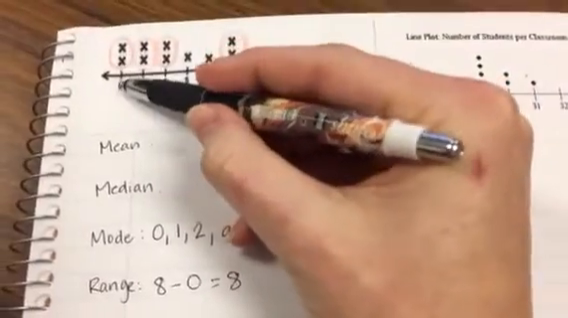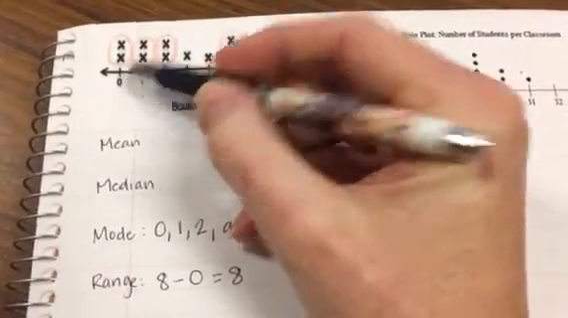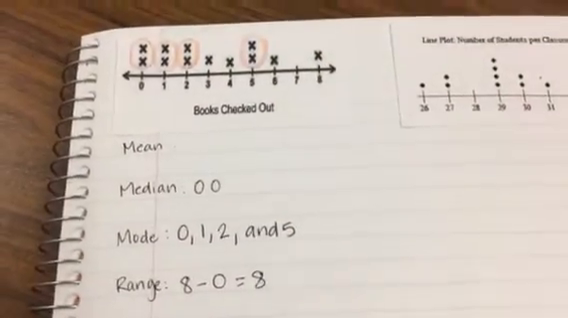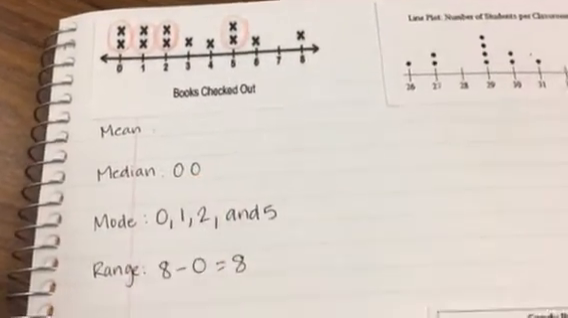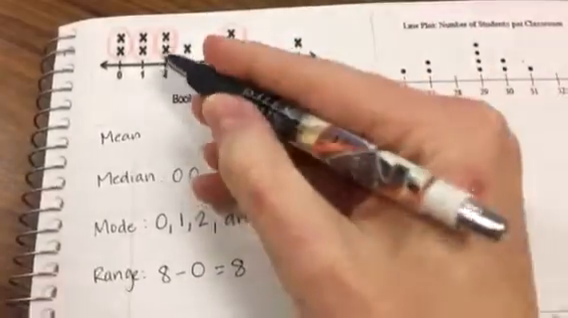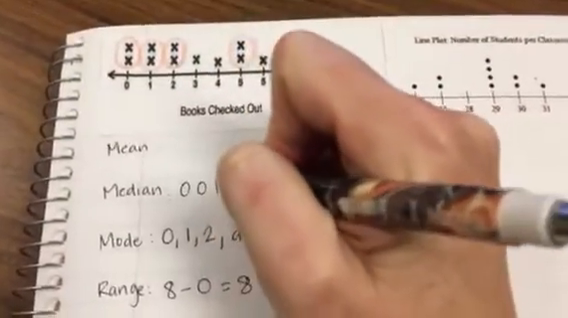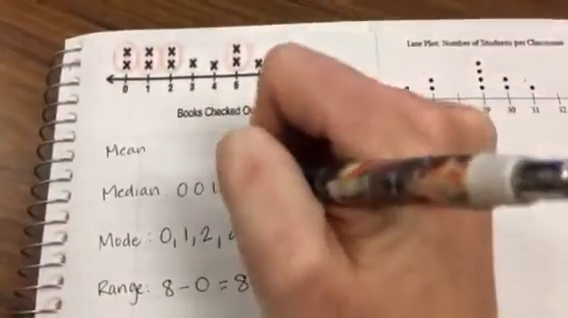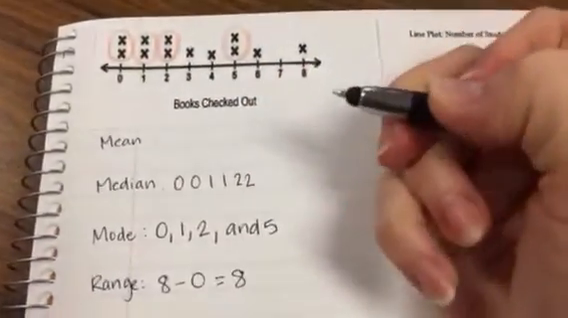So 2 people said they had no books checked out from the Media Center. So I'm going to write down 0 and 0 because that represents the 2 people who said, I don't have any books. The next thing I see is that 2 people said 1. So I'm going to write down 1 and 1. Then 2 people said 2. So I'm going to write down 2 and 2.